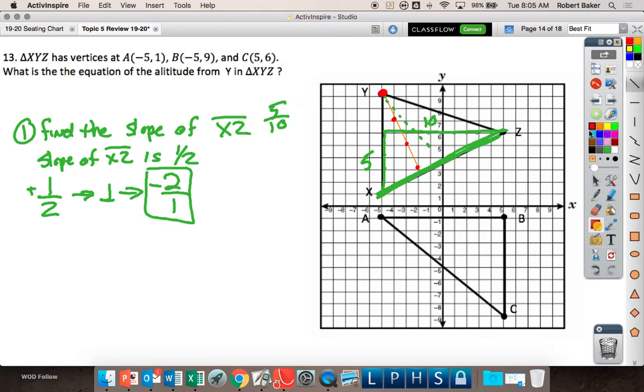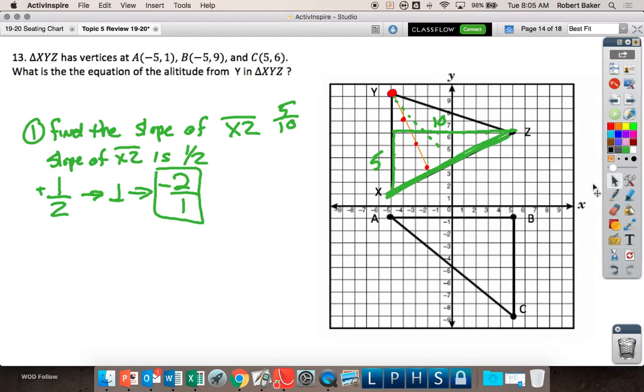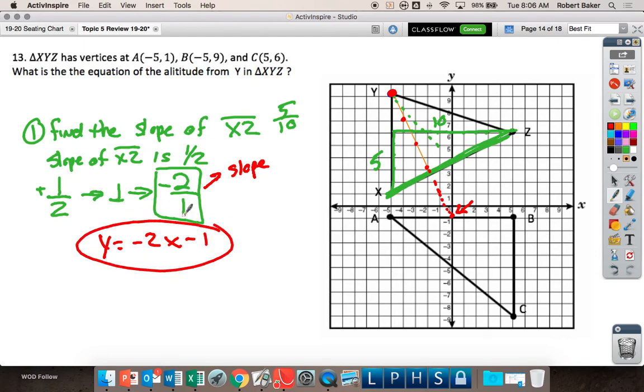So we need to write an equation. What is the equation of the altitude? So I need to keep graphing until I find the y-intercept. Down 2 over 1, down 2 over 1. So I know my slope, and now I've found my new y-intercept. So my equation would be y equals -2x minus 1. That's the equation that describes the altitude from Y in triangle XYZ.